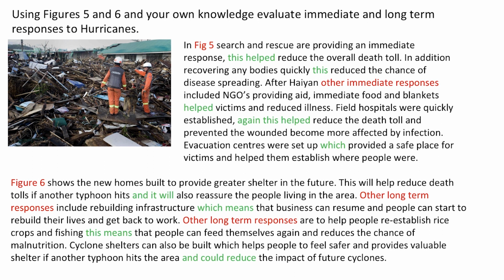This will help reduce death tolls if another typhoon hits, and it will also reassure the people living in the area. Other long-term responses include rebuilding infrastructure, which means that businesses can resume and people can start to rebuild their lives and get back to work. Other long-term responses are to help people re-establish rice crops and fishing. This means that people can feed themselves again and reduces the chance of malnutrition. Cyclone shelters can be built, which helps people to feel safer and provides valuable shelter if another typhoon hits the area, and could reduce the impact of future cyclones.